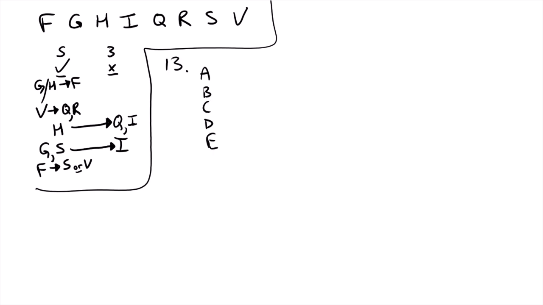Number 13, which of the following is an acceptable list of the 5 paintings selected? So this is a simple acceptability question where we're given 5 scenarios and we have to go through all the rules and see which one follows all the rules.